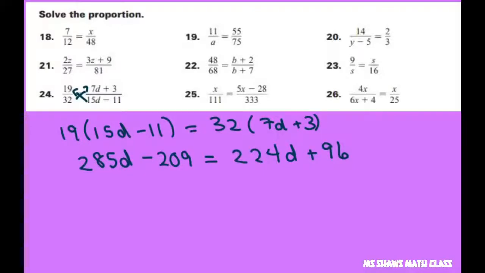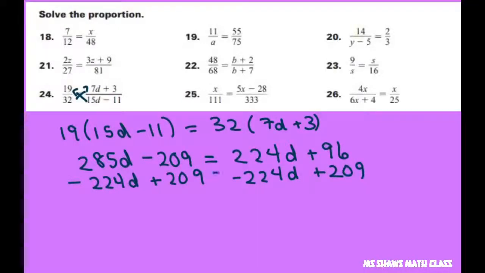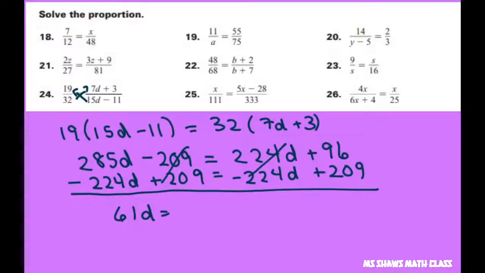Now, to solve for d, I'm going to subtract 224 from both sides. And I'm going to add 209 to both sides. Put the equal there if you want. So 285 minus 224 is 61d. And 96 plus 209 is 305.